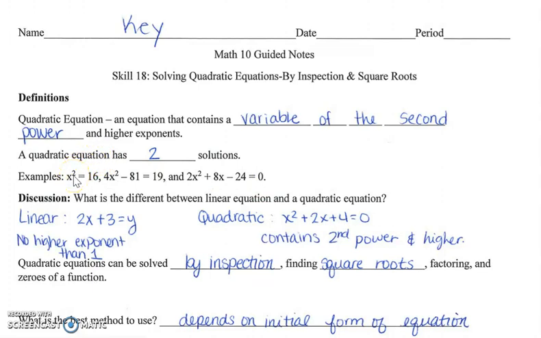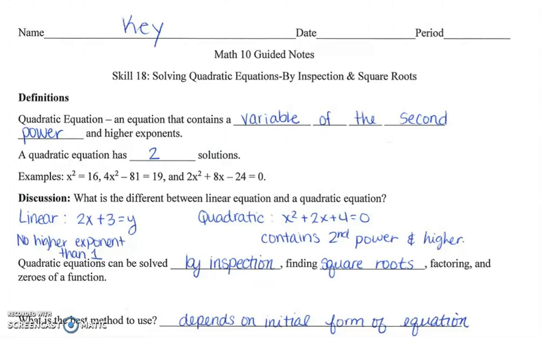What is the difference between linear and quadratic? Linear, so 2x plus 3 equals y. You can see that's in slope-intercept form. We've talked about that a bunch. You have just x's and y's. Quadratic, x squared plus 2x plus 4. It contains the second power, so it has x squared. Okay.